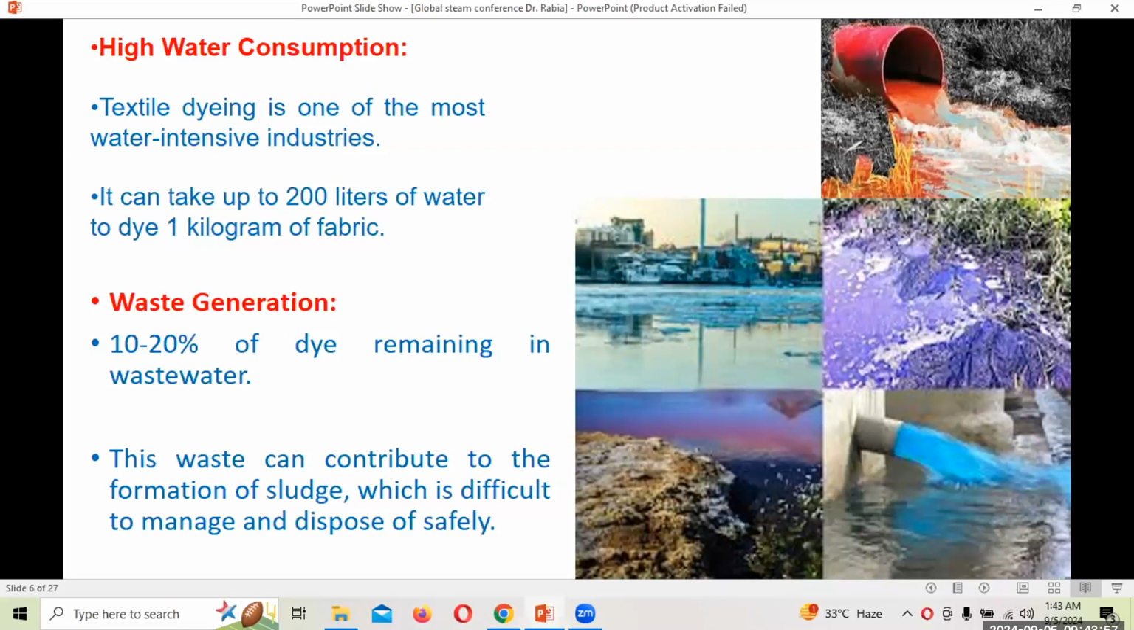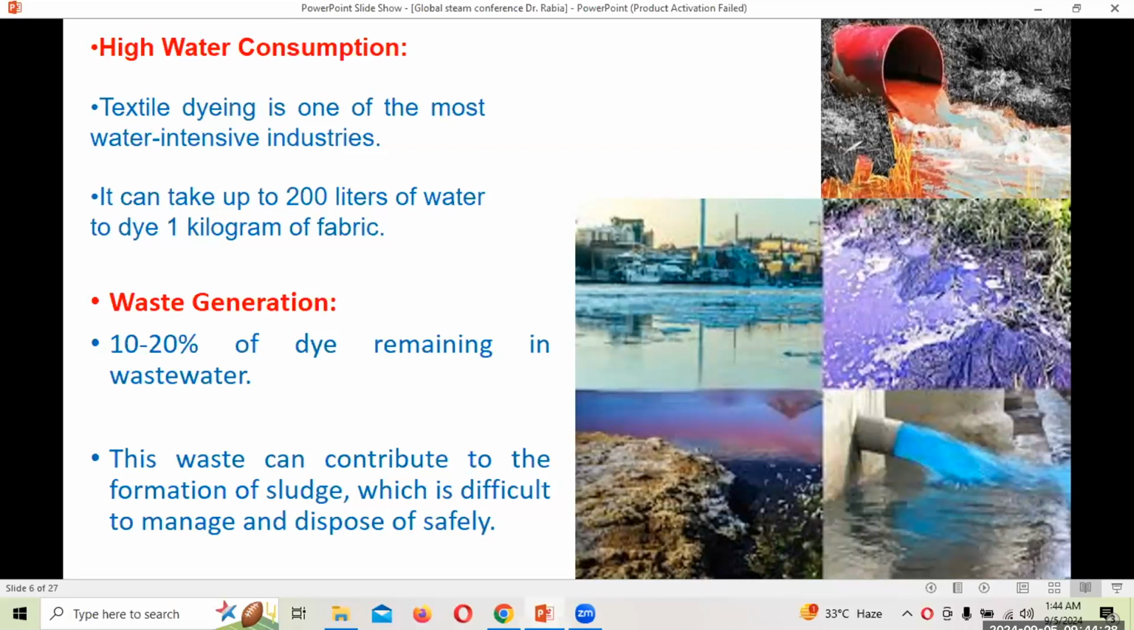And also the sea life is very affected by these toxic dyes. Also, to dye just 1 kg of fabric, we need 200 liters of water, and this is a huge amount of water we need. So this is also a very unsustainable consumption of water in the textile industries.